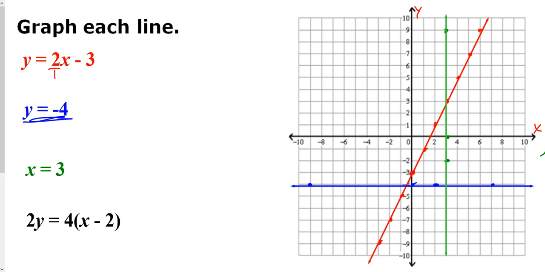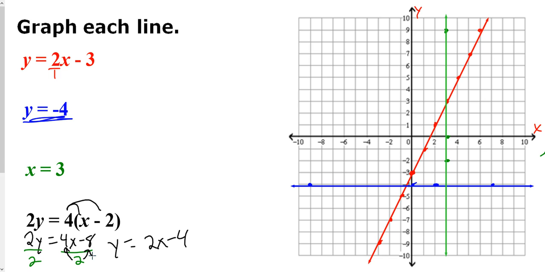And then the last one. The last one says 2y equals 4 parentheses x minus 2. So I need to get that into slope-intercept form to start out. So I'm going to distribute the 4. So 2y equals 4x minus 8. And then I'm going to divide both sides by 2. So this is just like we were doing on the last page. So we end up getting y equals 2x minus 4, that I took 2 into both parts.